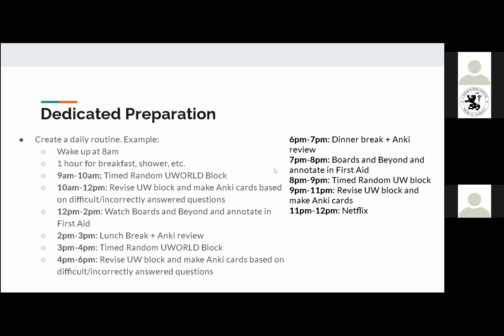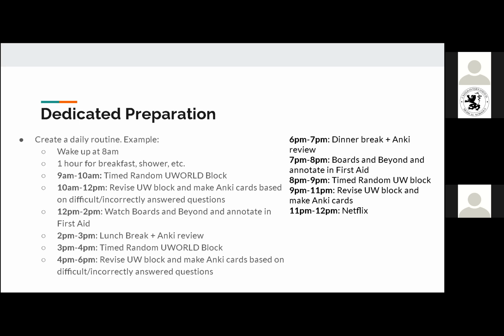I think this is one of the most useful things that you can do for your dedicated preparation, because it can get very frustrating when you're studying every day for 12 or 13 or 14 hours for 2 months straight. So you really need a routine and you need to get used to it.